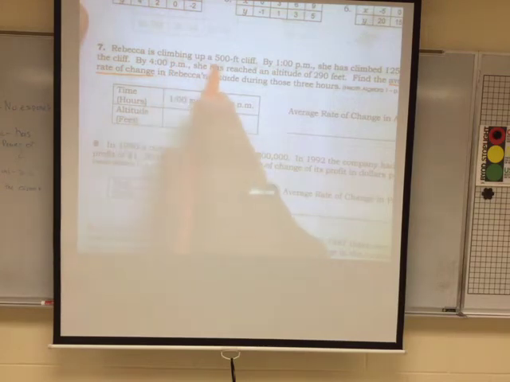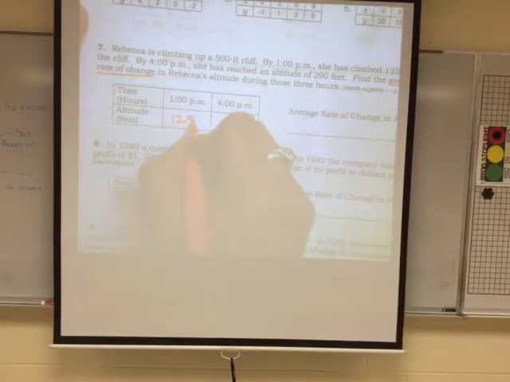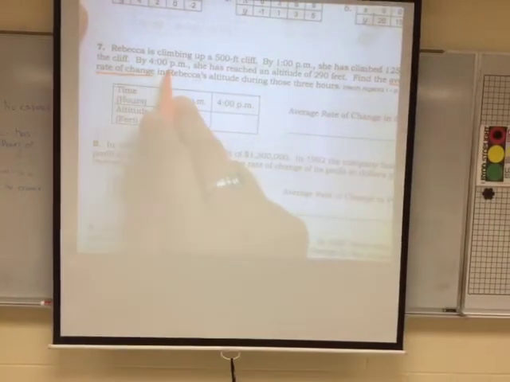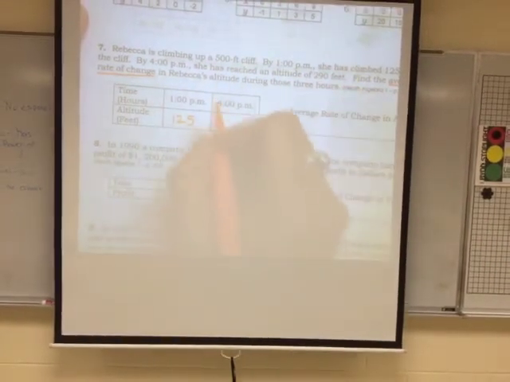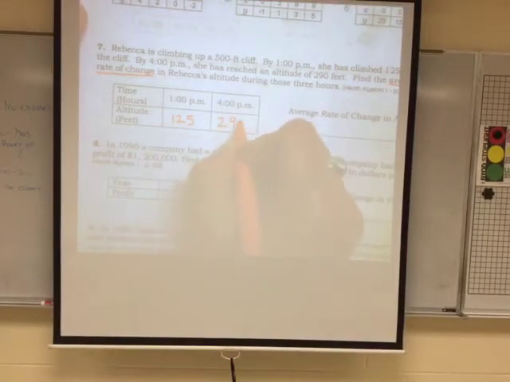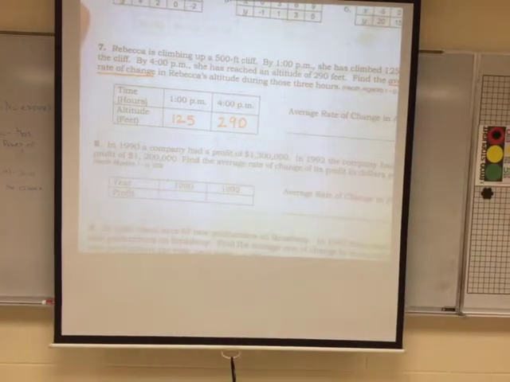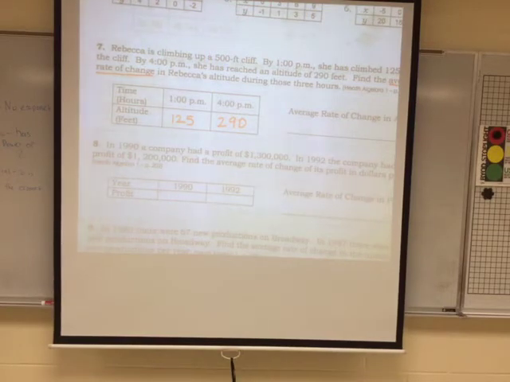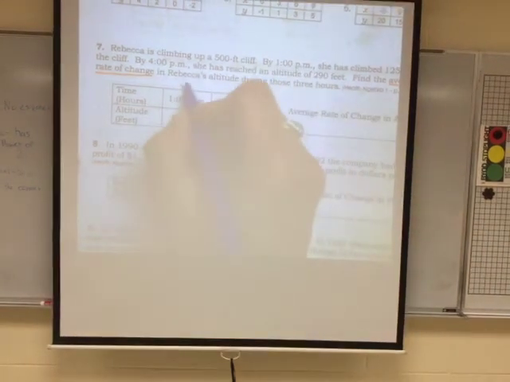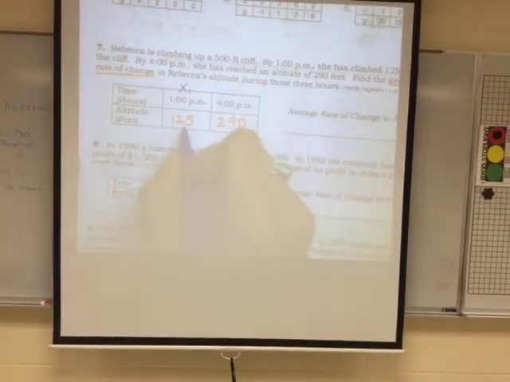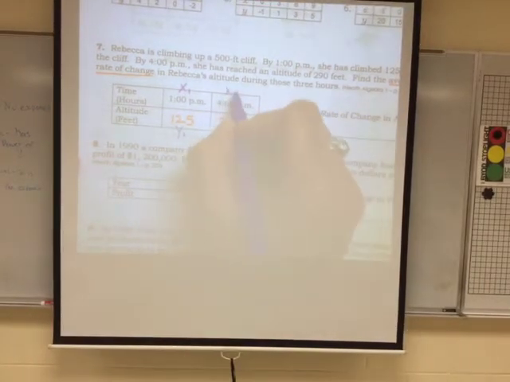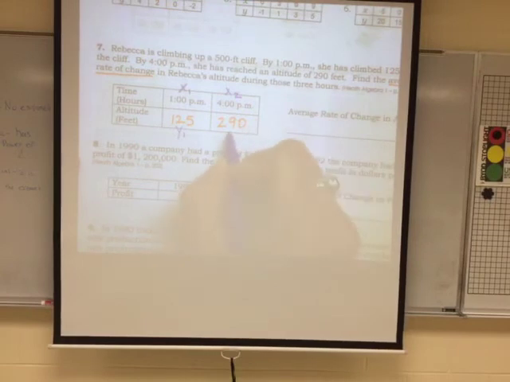So her total is 500 feet. At 1 o'clock, she has climbed 125 feet up. By 4 p.m., she's reached an altitude of 290 feet. So I can use that slope formula again. So let's say 1 p.m. is my x1, 125 is my y1, 4 p.m. is my x2, 290 is my y2.